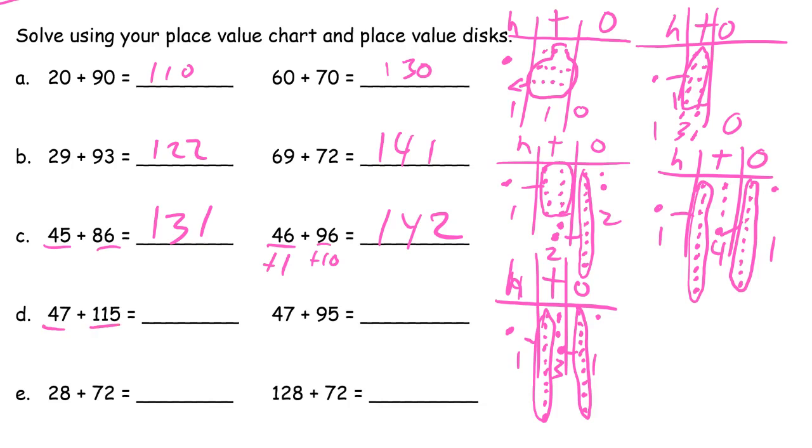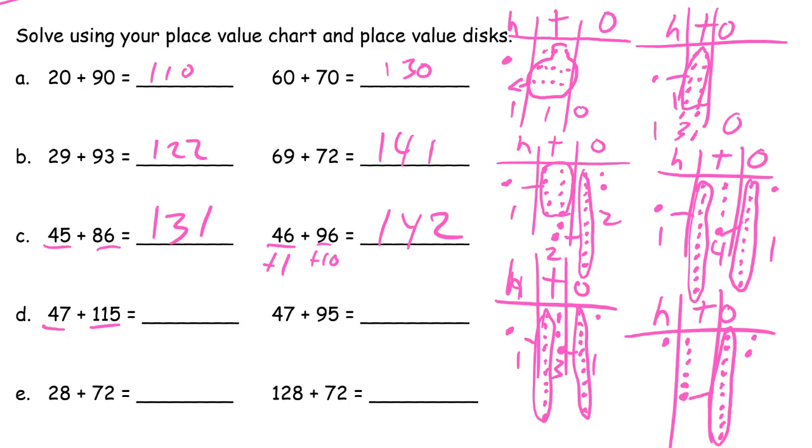Look at the 47 and 115. The 115 is going to be, there's 100, there's a 10, and then we need 5 more ones. 10 ones makes a 10. There. And that's it. Right? So we have 100. We have 1, 2, 3, 4, 5, 6 tens and 2 ones. That's 162.